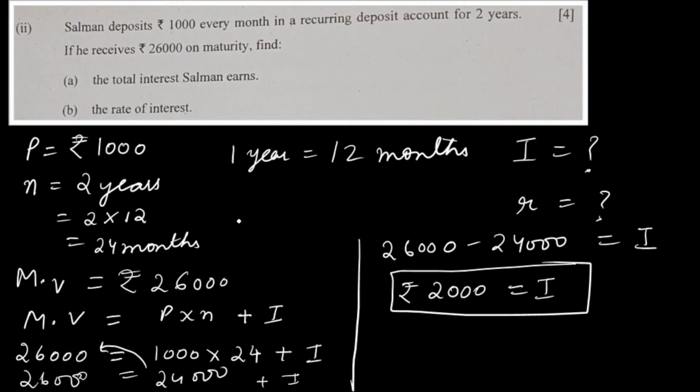But each and everything should be written properly. First of all, what is given to us and what we have to find, that you have to write. Then the formula. See, here also I have written the formula. So you also have to do the same way. Now we have got the interest. R we have to find. R we will find with the help of the interest formula. So what is the formula of interest?